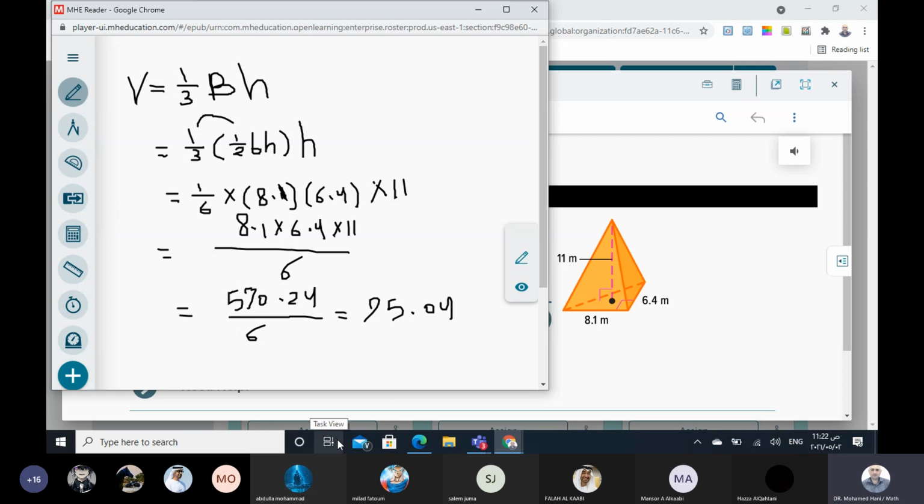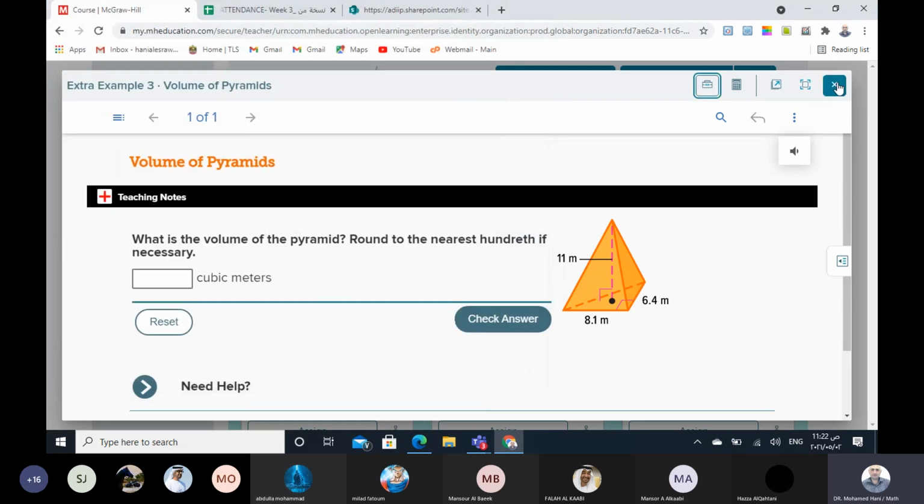Who can tell me what is the unit here? Cubic meter. Meter cubic or cubic meter, no problem. Great. Who has any question here? No, Mr., I understand. Okay. Sure? Sure, Mr. Okay.